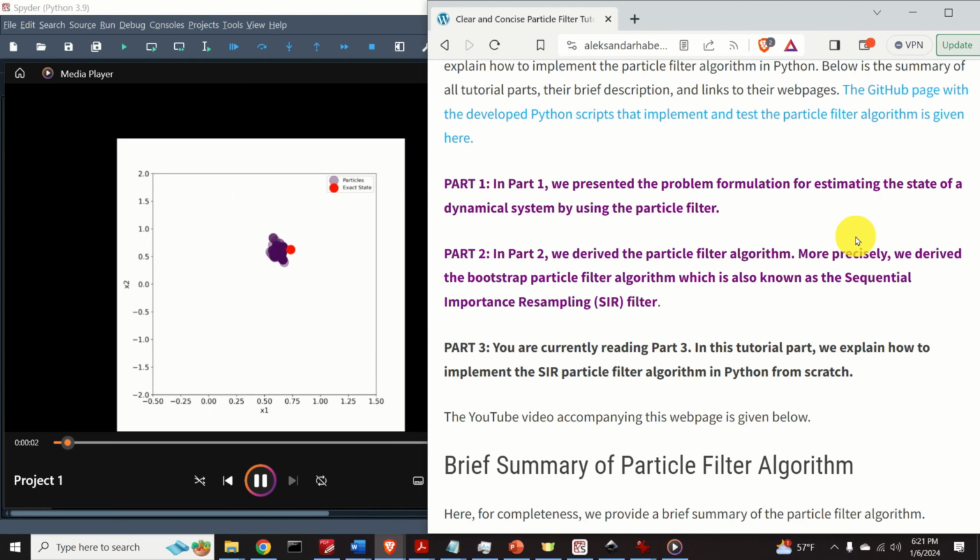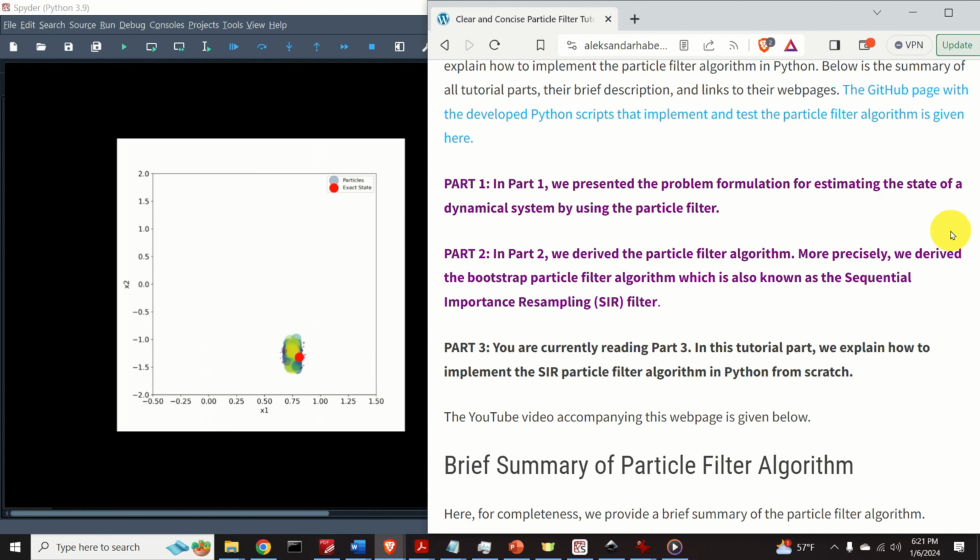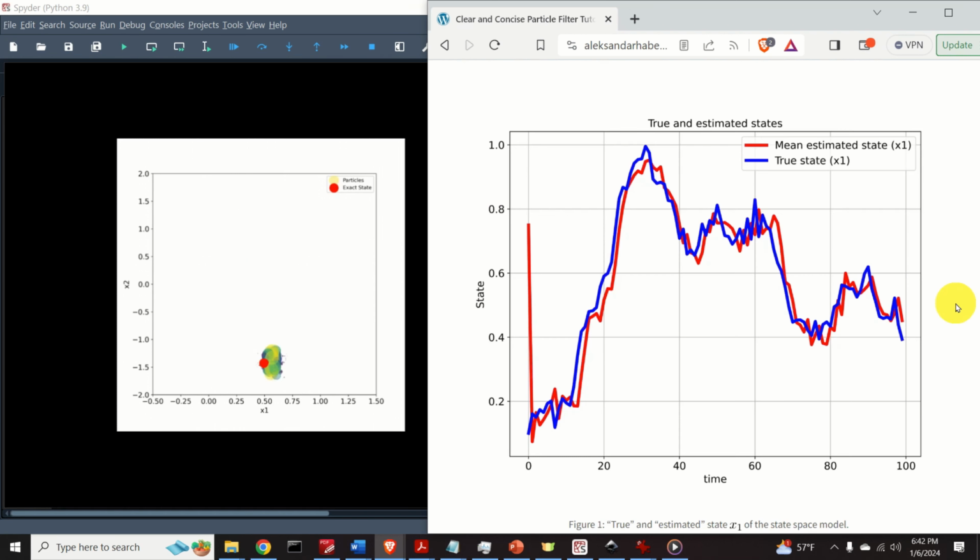Here is a brief summary of all three parts. In part 1, we presented the problem formulation for estimating the state of a dynamical system by using the particle filter. In part 2, we derived the particle filter algorithm. More precisely, we derived the bootstrap particle filter algorithm, which is also known as the sequential importance resampling or SIR filter. You're currently watching part 3. The links to all three tutorial parts are given in the description below this video.